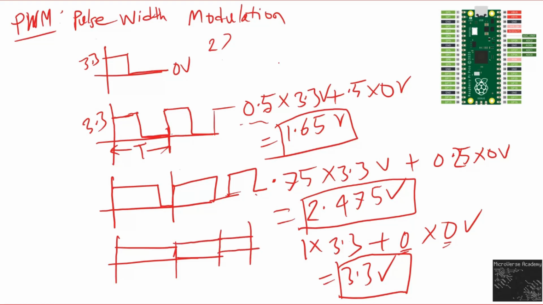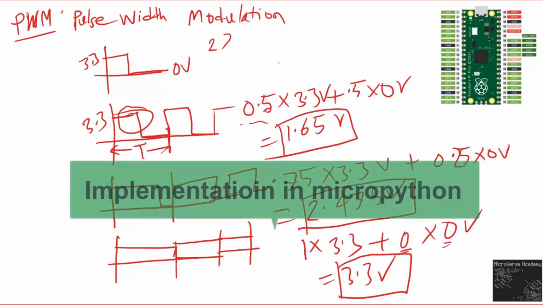This is the basic idea, and for other microcontrollers this 3.3 may be 5 volt, so that doesn't matter. Every time we control the width of this pulse, we will have a different voltage level. Now let me tell you how we can implement this on the Pico board using MicroPython.